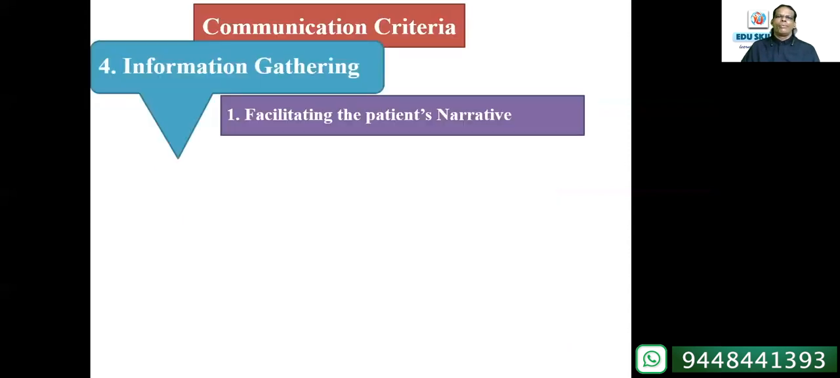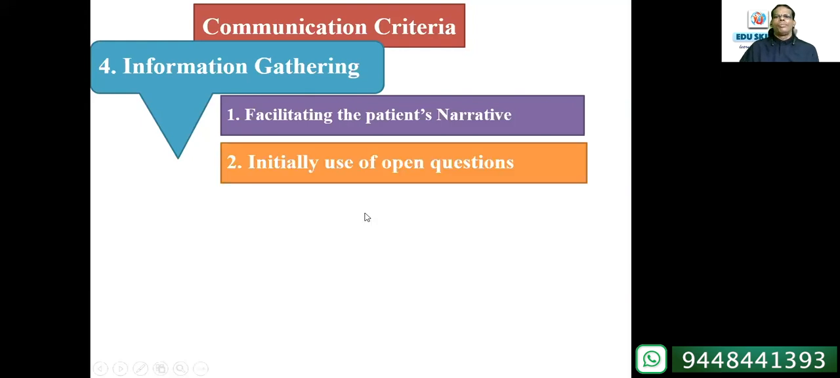And the fourth communication criterion is information gathering. All these things are given in the assessment criteria on the OET official website. You can definitely download a copy from there. But I'm giving you a brief explanation and trying to explain even more to assist your performance. Information gathering is one of the important things in facilitating the patient's narrative. You should be able to encourage them to narrate, to speak more and more about their concerns, and your ability to do that. Initially, use open questions.